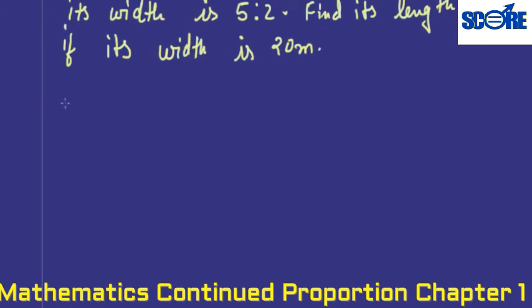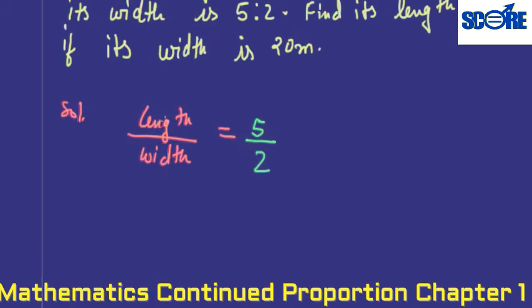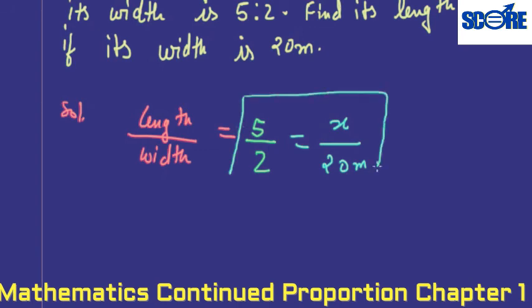Now how to solve this question? See, here we are given the ratio of length to width. So first let us write length to width. It will be equal to 5 upon 2, since it is given the ratio of length to width is 5:2. Now we also know that the value of its width is 20 meter. So we write in front of width 20 meter and let us assume that the length be X meters. So now from this we get 5 upon 2 is equal to X upon 20.